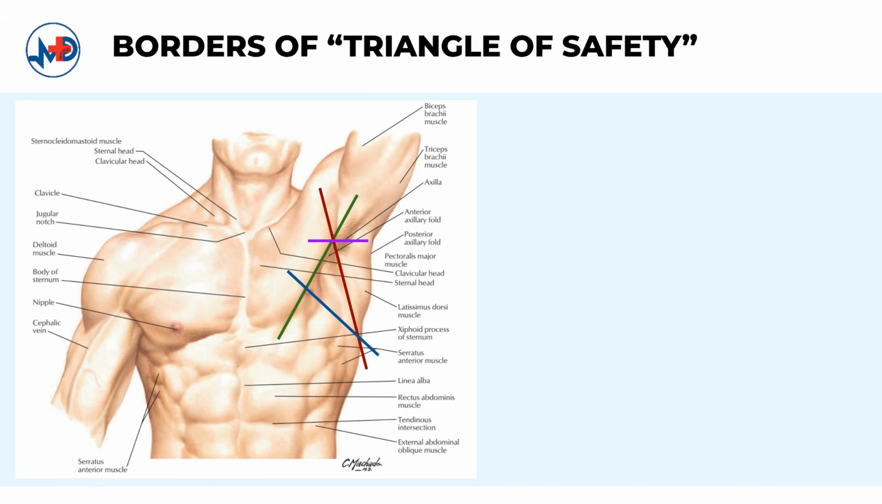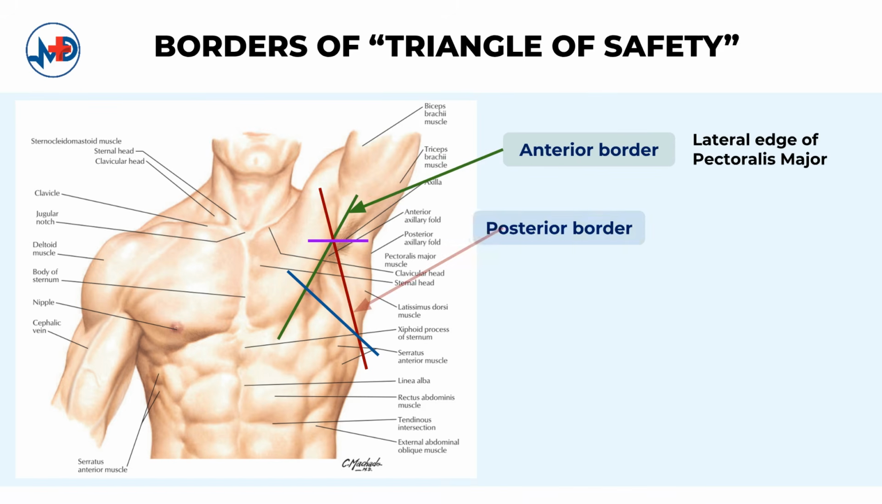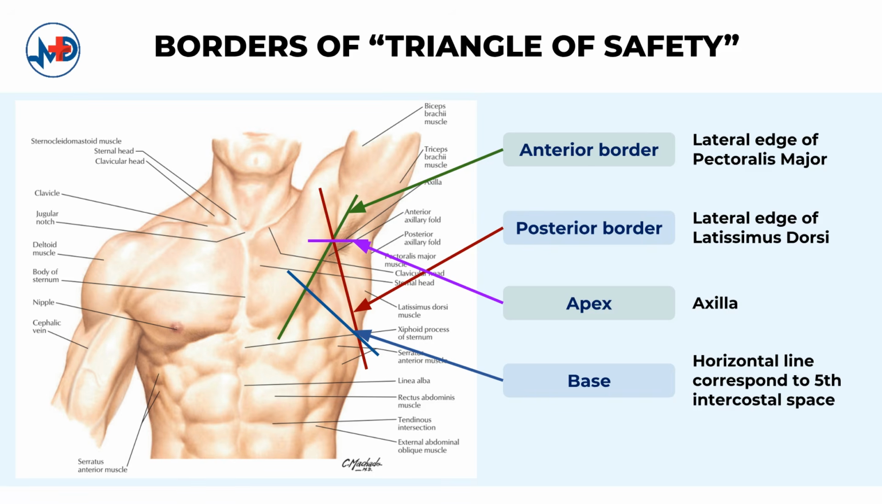Let's focus more on the borders of the triangle of safety. Anterior border. This is defined by the lateral edge of the pectoralis major muscle. Posterior border. This is defined by the lateral edge of the latissimus dorsi muscle. Apex. This points upwards into the axilla, the armpit. Base. This is a horizontal line roughly level with the nipple, typically corresponding to the 5th intercostal space.